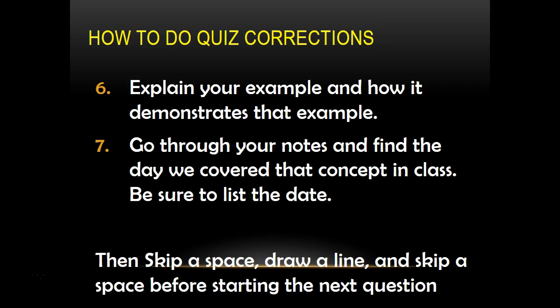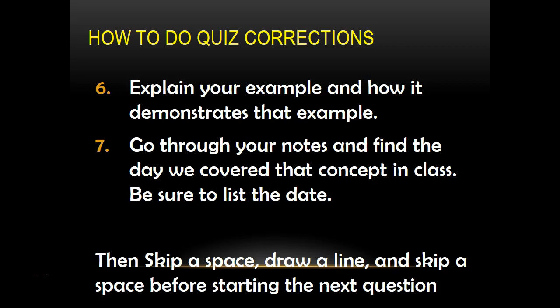So if you said Great Britain is an example of a unitary government, explain why Great Britain is an example of a unitary government. And then step number 7, I want you to go through your notes and find the date that we discussed this in class. Now, if you haven't been writing the date on your notes, you probably should start now. It's okay to leave number 7 empty, but I think the important thing from this is to try to determine, are you taking good notes in class? If you're taking good notes in class, almost everything you should be able to find somewhere in your notes.